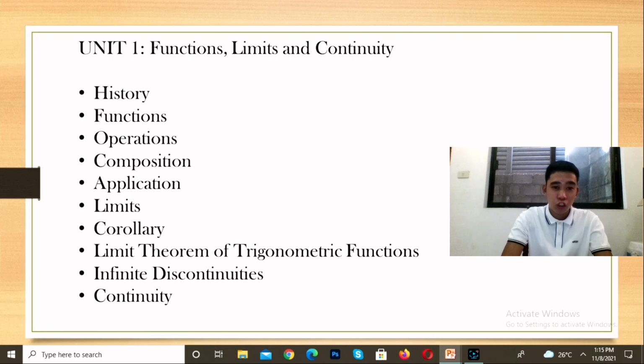Unit 1: Functions, Limits, and Continuity. The topics present in Unit 1 are history, functions, operations, compositions, applications, limits, corollary, limit theorem of trigonometric functions, infinite discontinuities, and continuity.